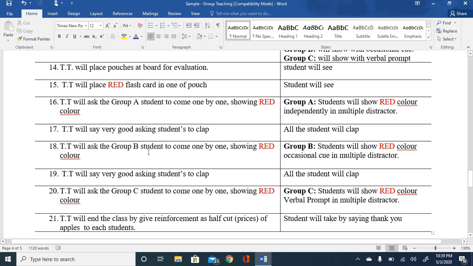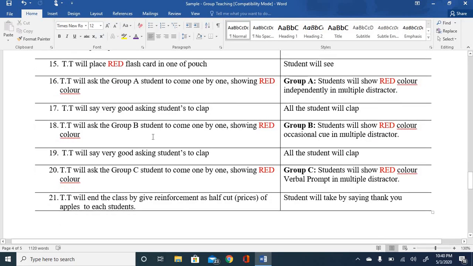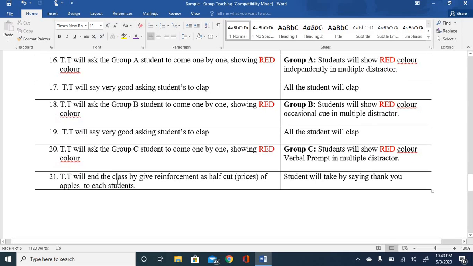Then the teacher trainee will ask the group B students to come one by one and show the red color. Group B will come and show with the occasional cue. Then the teacher trainee will again give reinforcement, and all students will clap. Then group C's turn, they will come and show the red color with the verbal prompt. A verbal prompt doesn't mean you say show me just once, it might be 2, 3 or 4 times you have asked, and then they would have shown. So that is a verbal prompt, and you need to mention that. Then the teacher trainee will end the class by giving reinforcement.